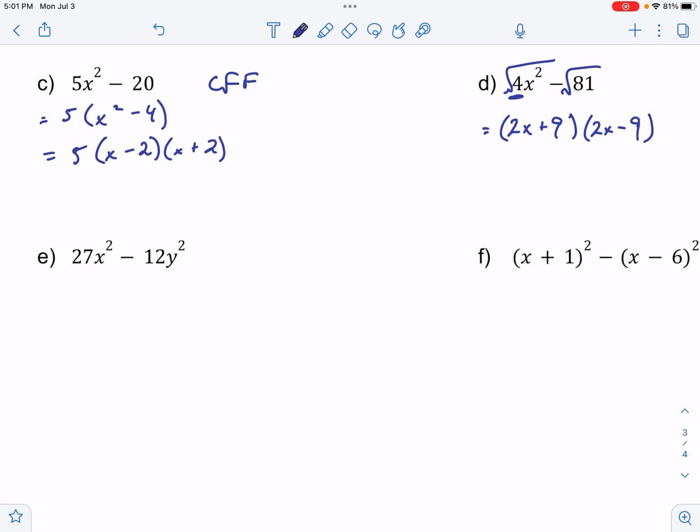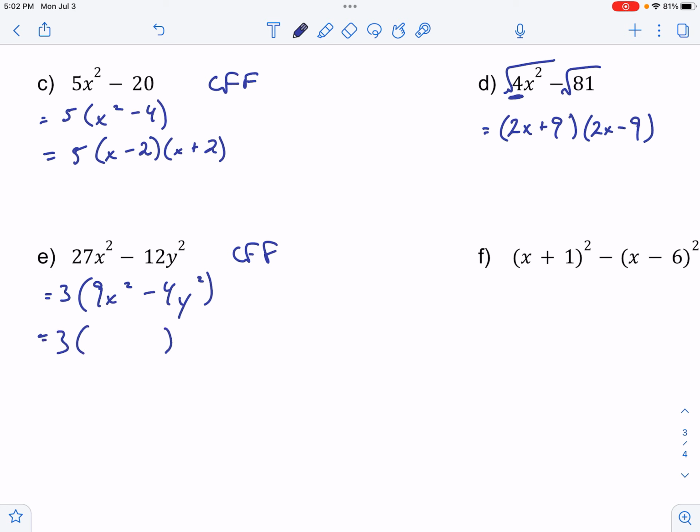Question E, we've got another situation where we can common factor first. And I noticed that on first glance, just because 27 is not a perfect square, neither is 12, it looks like this wants to be a perfect square trinomial or a difference of squares because we've got square, square, and a takeaway sign. So we're going to try and make that work. I'm going to do so by pulling out a 3, leaving me with 9x squared take away 4y squared.